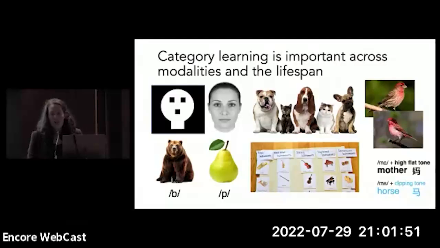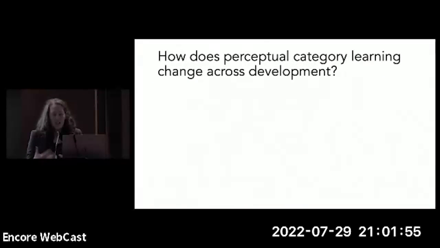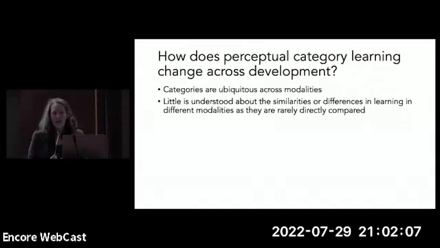And so categories really help us organize the world around us. One of the key questions that I'm interested in answering is, how does perceptual category learning change across development? We've talked about how categories are ubiquitous across the lifespan, but really very little is understood about the similarities or differences across modalities because these have really rarely been studied in the same population.